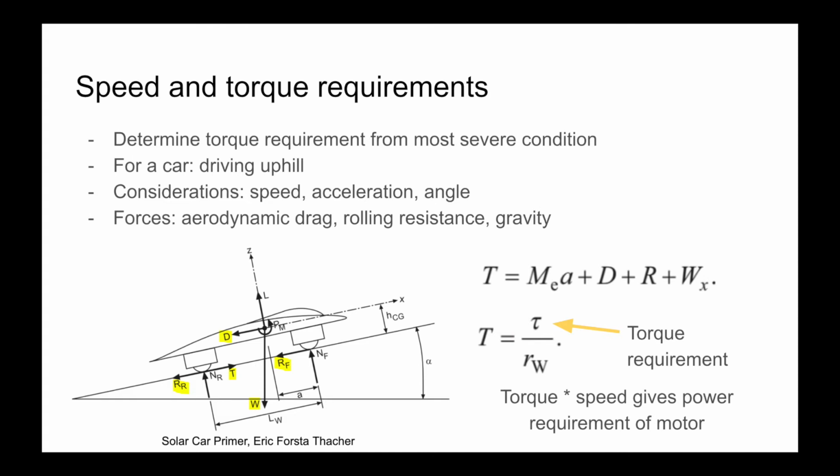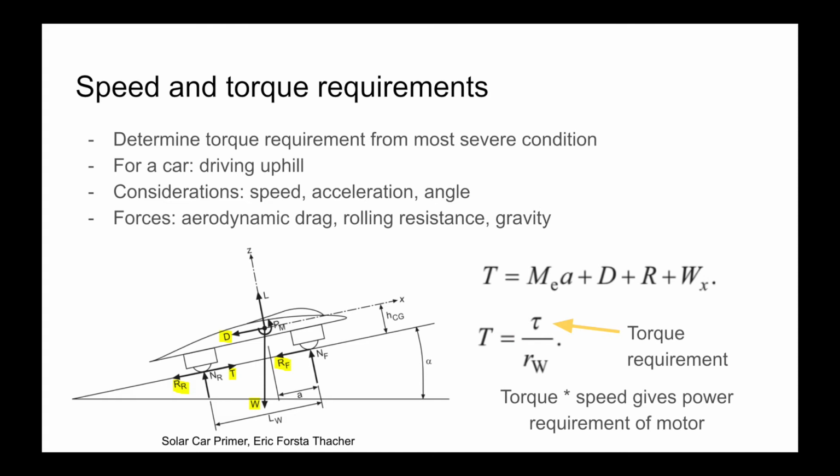To know all of these, we have to consider the steepest hill that we will drive on and set our desired specifications for our speed and acceleration when driving up that hill. We can write out Newton's second law, F equals ma, to determine the tractive force, capital T. This is equal to our torque output, tau, divided by the wheel radius, r sub w. With these very basic calculations out of the way, we can determine the torque and our speed, and multiplying these together gives us a power rating.